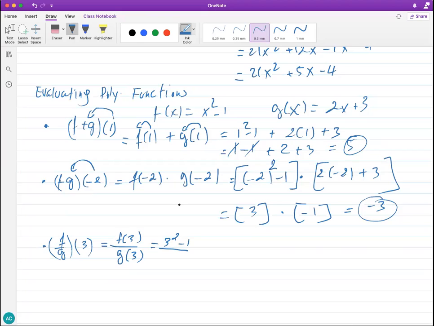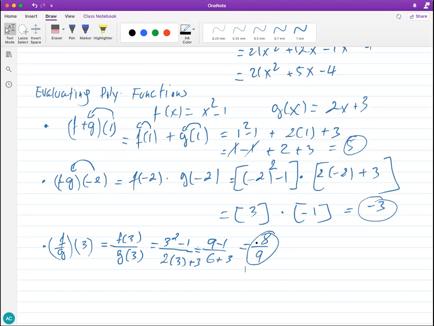So 3 into g, that's g. So 2 times 3 plus 3. Okay, we plugged it into this function g. Simplify, so that's 9 minus 1 over 6 plus 3, that's 8 over 9.